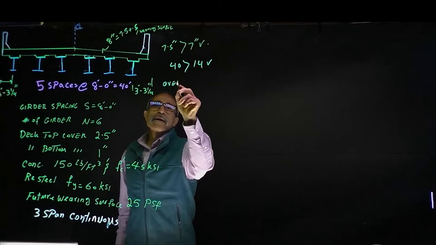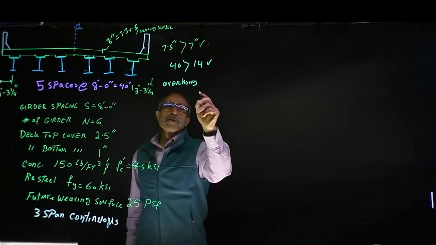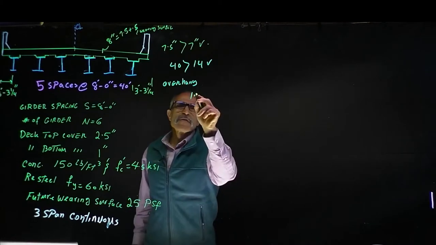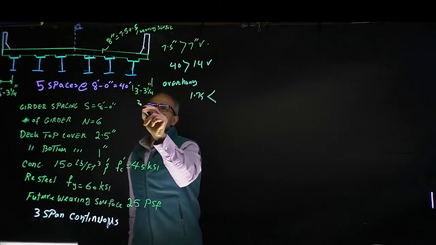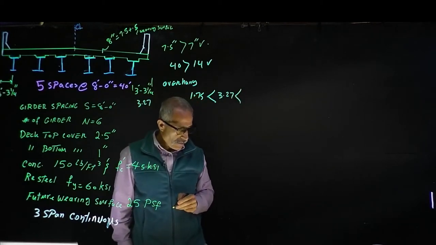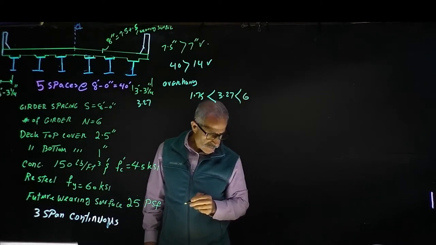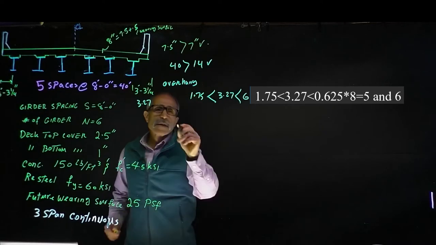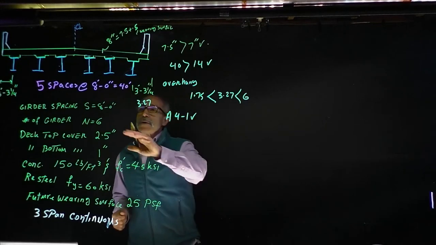For the overhang, see if I can spell that. Overhang, we have, I'm going to convert this, it says 21 inches, so that's 1.75 feet, and we are less than ours, that's 3.27, so it's 3.27, which is, again, less than 6 feet, or 0.625 S, where S is equal to 8 feet. So we satisfied that. That means we can use Table A4-1. Okay, so we did step one, step two.